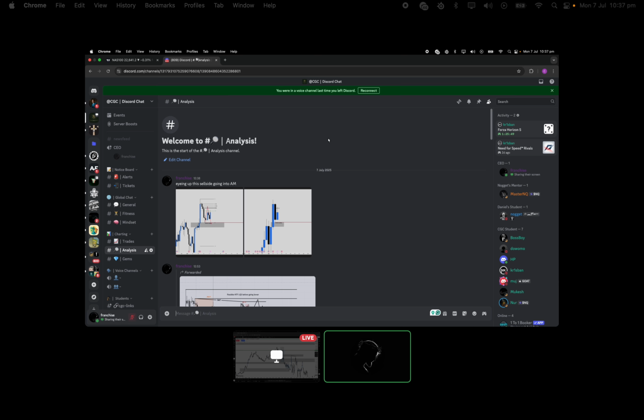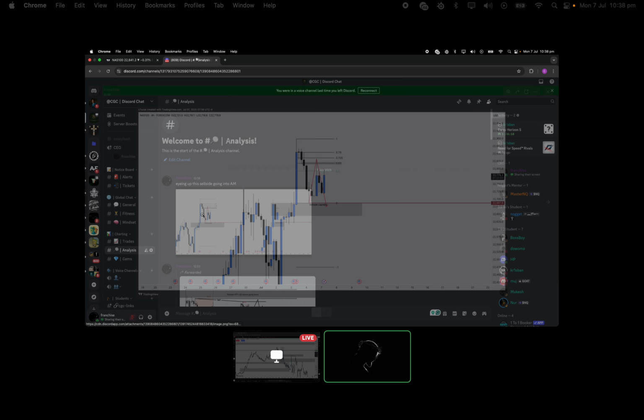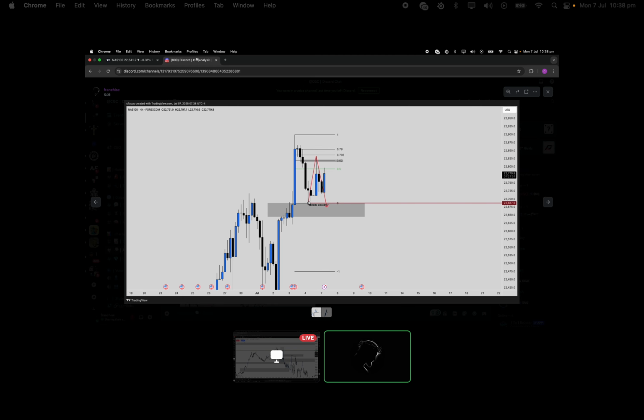I'm getting into the swing of calling the market before it happens, as I believe that helps me stay accountable and also shows proof to myself that I know what is happening within these markets. So I'll direct you to the first message today. Eyeing up this sell side going into AM. Okay, and this is the sell side.